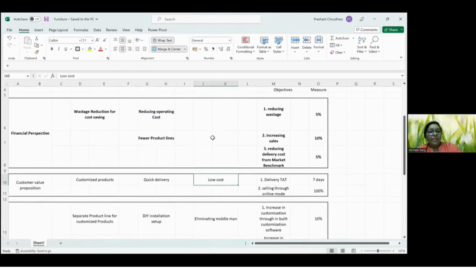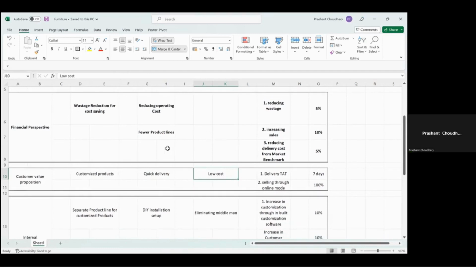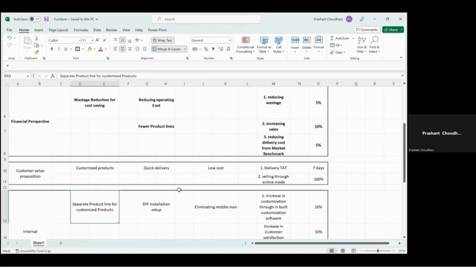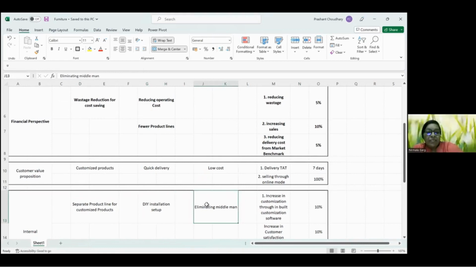Okay. So for doing that, we have decided that we will create separate product lines for the customized products. We will not jump into all kinds of furniture. We will choose specific types of furniture, and we'll focus more on do-it-yourself installation setup. We will be selling through online mode only, thus eliminating the middleman to achieve lower cost. So I'll take one by one.